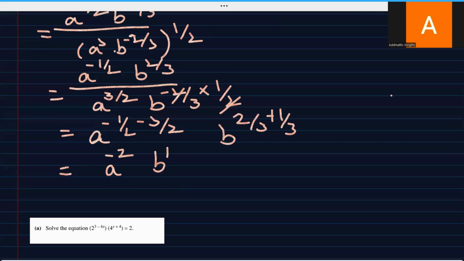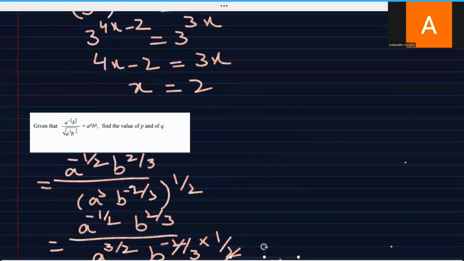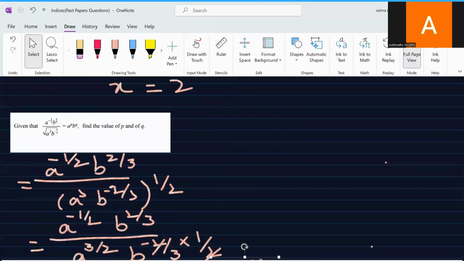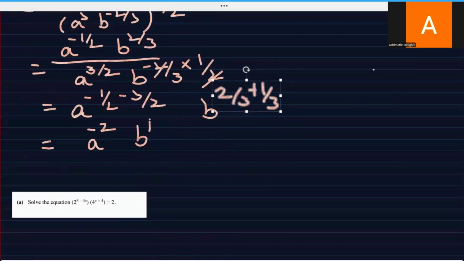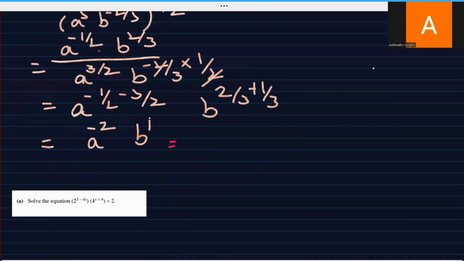And given that this whole expression is equal to a raised to the power p and b raised to the power q. So when you compare it, it means that the value of p is minus 2 and the value of q is 1. This is how you can find the value of unknowns p and q.